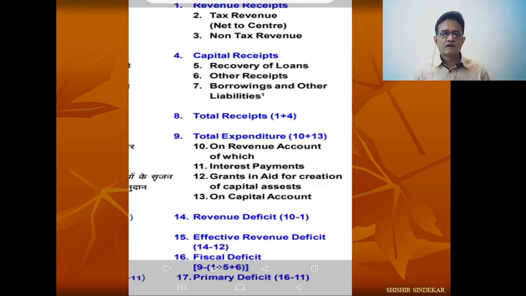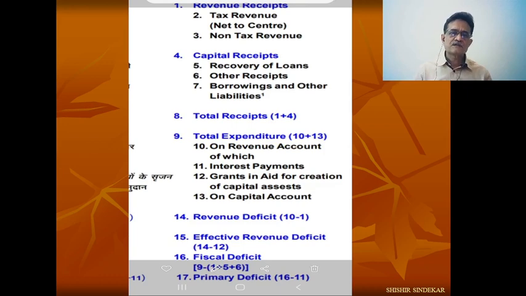Just as we have shown, non-tax revenue means some part of the dividends and profits which they have collected from public sector enterprises, as well as some penalties collected from normal citizens. So that is also shown in the non-tax revenue, or the interest which they have received from already disbursed loans. So these are the revenue receipts.